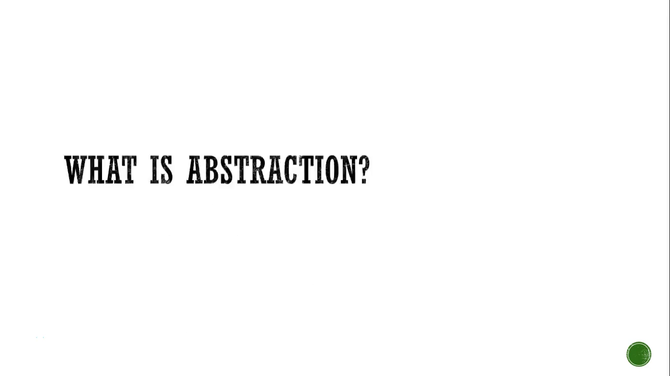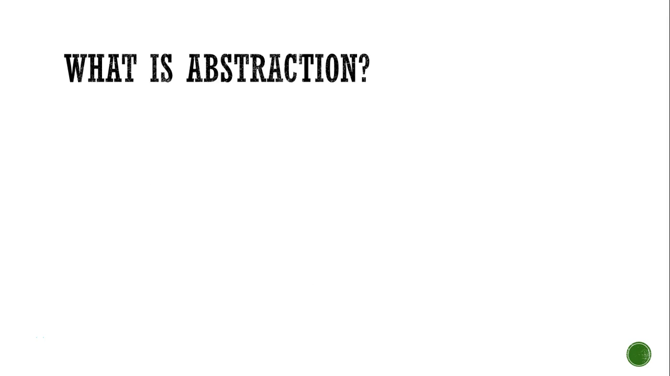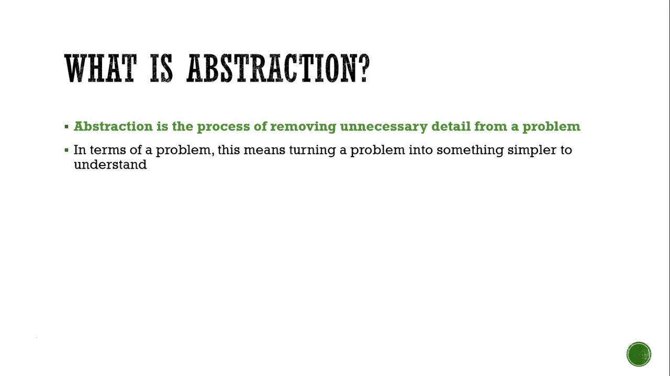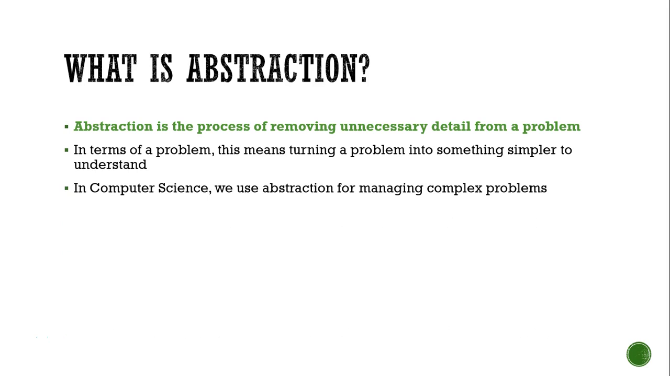So, as far as we need to know, let's get the definition of abstraction out of the way. AQA have defined abstraction as the process of removing unnecessary detail from a problem. In terms of a problem, this means taking what we have and turning it into something simpler to understand. So, we're removing the fine details of the problem. In computer science, we can use abstraction for managing complex problems by stripping it back to the bare basics, to the concise problem solution that we need.